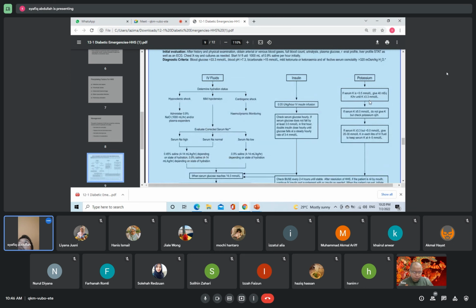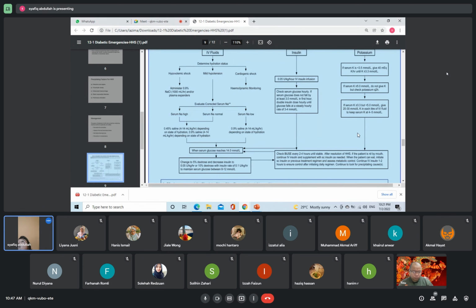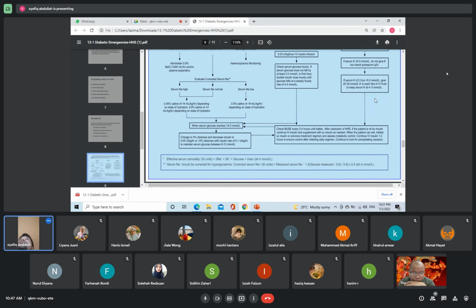Untuk potassium, sama macam DKA juga. Serum potassium less than 3.5, we give 40 milliequivalent potassium per hour until potassium more than 3.3 millimole per liter. If serum potassium more than 5 millimole per liter, we do not give any potassium, but we need to check potassium 2 hourly lah. If serum potassium is between 3.3 to 5 millimole per liter, we give 20 to 30 millimole per liter in each pint lah, in order to keep the potassium 4 to 5 millimole.